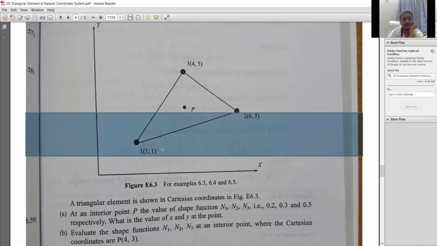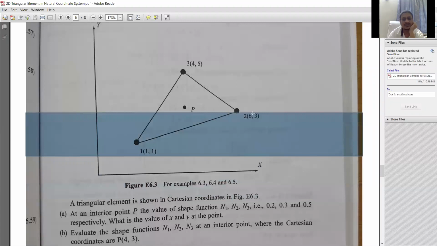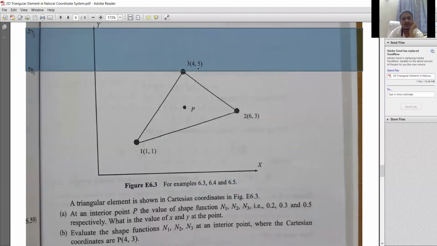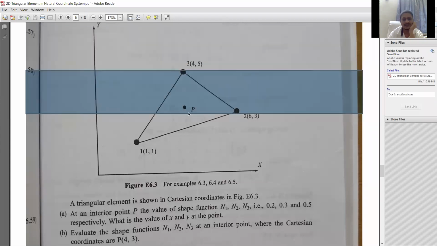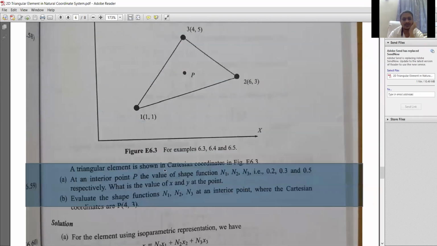Node number 1 has coordinates 1 and 1, node number 2 has coordinates 6 and 3, and node number 3 has coordinates 4 and 5. Inside there is a point P which is given. The problem says the triangular element shown in the Cartesian coordinate system in figure 6.3, an interior point P, has values of shape functions n1, n2, n3. So n1, n2, n3 values are given.